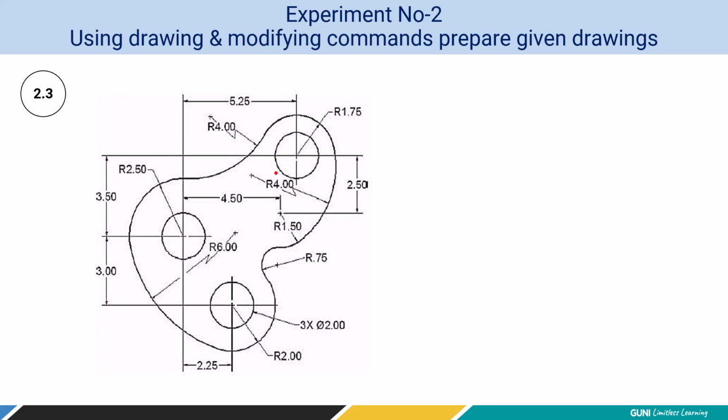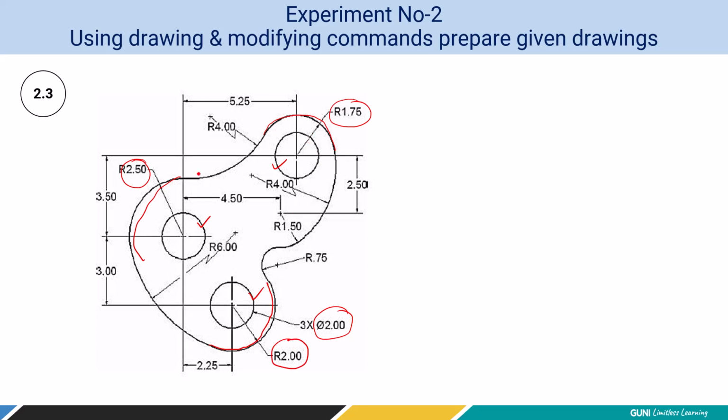So as a part of strategy, we are going to place these three circles having dimension of 2.0. We are going to place them first. Now after that we are going to place this circle, then this circle, having respective radius of 2.5 and 1.75. Then after that I am going to place this circle, having radius 2.0.